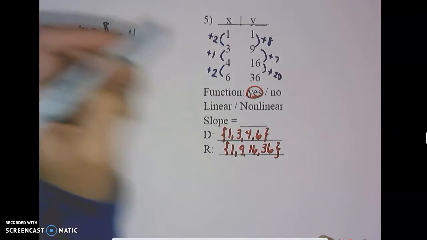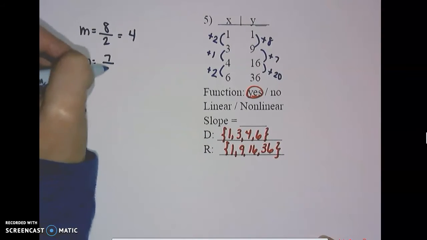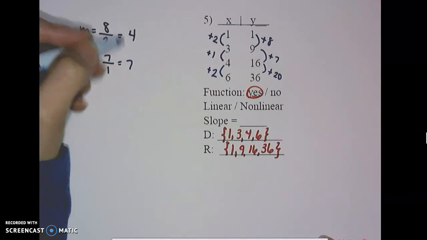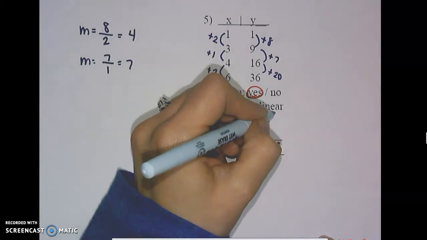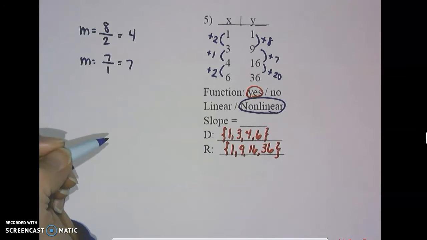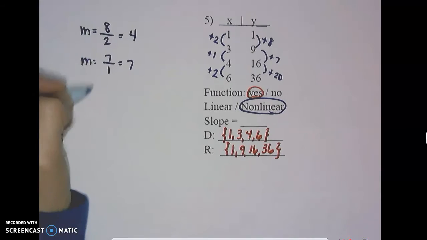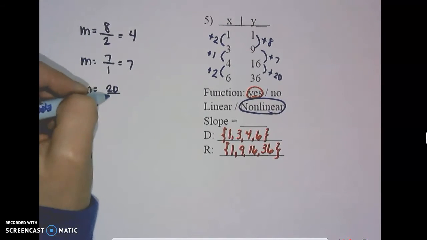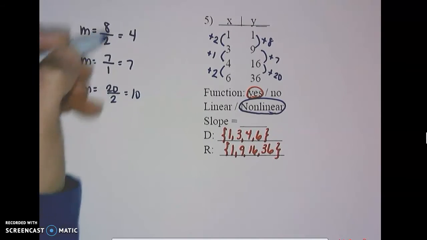Well, if we move on to the next one, we have change in y is 7, change in x is 1. So 7 divided by 1 is 7. So right here, we automatically know that we should be saying nonlinear. Because all of them so far aren't the same, it's not linear. Okay? We could even go to that last one. Not that it really matters, but we would have 20 divided by 2, which would give us 10.